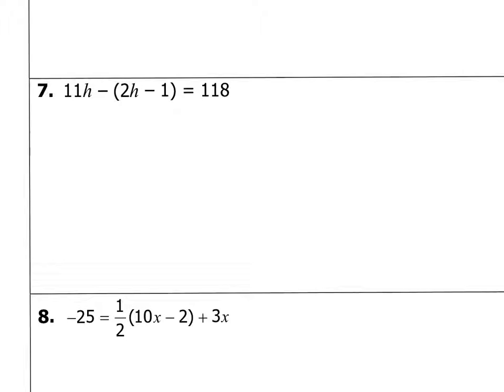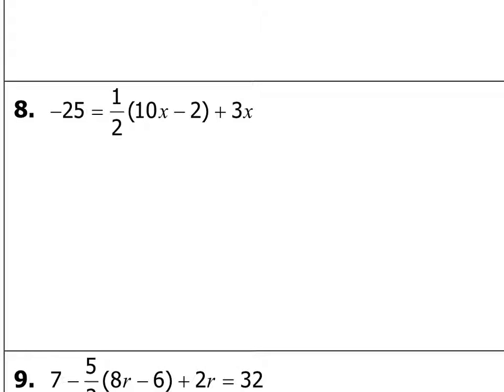Looking at number 7, does number 7 have the distributive property? If so, where? And now try number 7 now. In number 8, you do have the distributive property, and your distributor is a fraction. That doesn't change how you do business. You will still be multiplying 1/2 into the parentheses. So pause the video and try number 8 now.